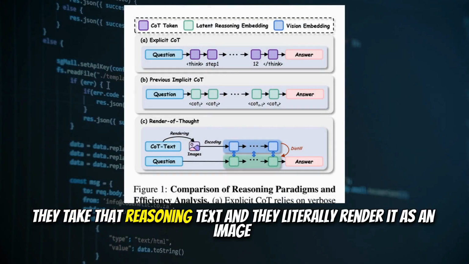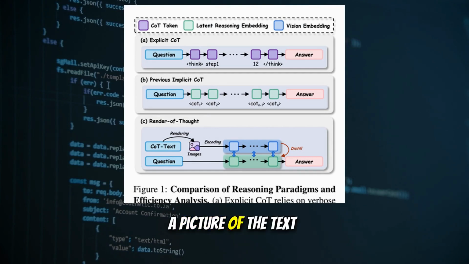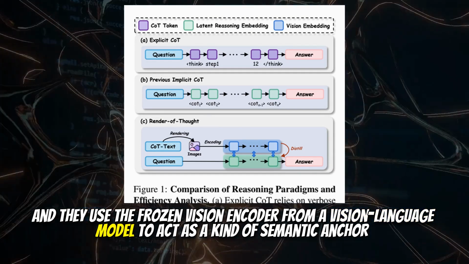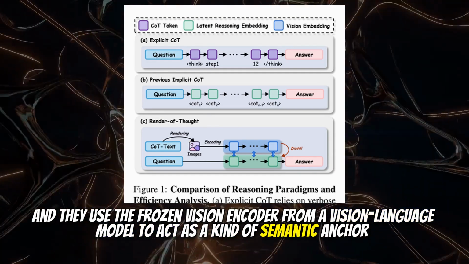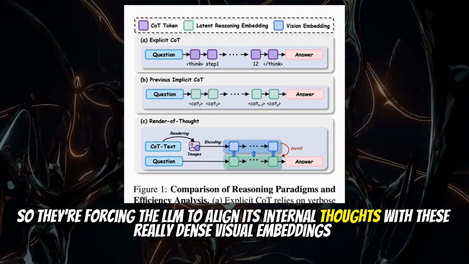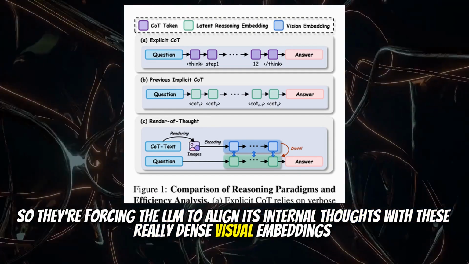They take that reasoning text, and they literally render it as an image. A picture of the text. A picture of the text. And they use the frozen vision encoder from a vision language model to act as a kind of semantic anchor. So they're forcing the LLM to align its internal thoughts with these really dense visual embeddings.